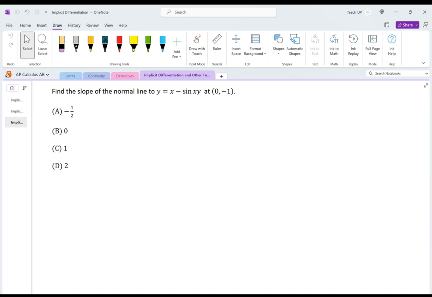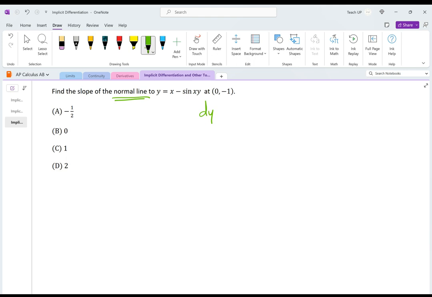Today we want to find the slope of the normal line to y equals x minus sine xy at the point (0, -1). Before I get started, I want to underline "normal line" as a reminder that we're looking for the slope of the normal line and not the slope of the tangent line. It is easy to get the two confused.